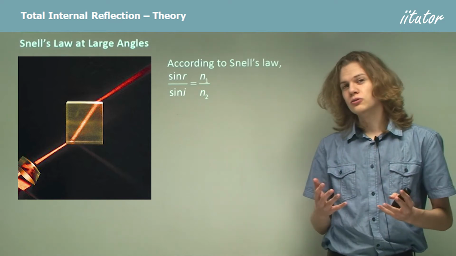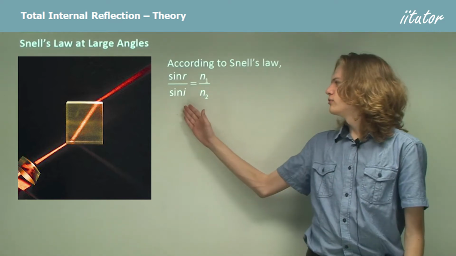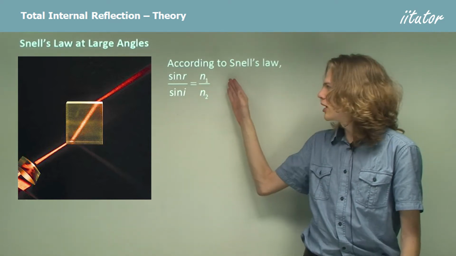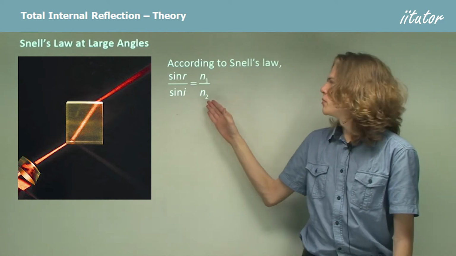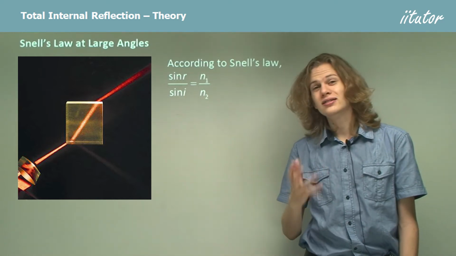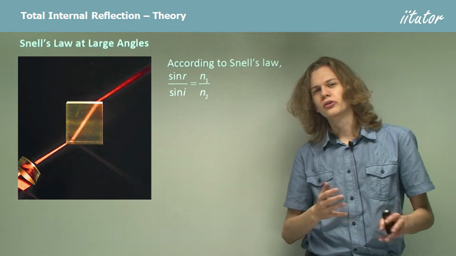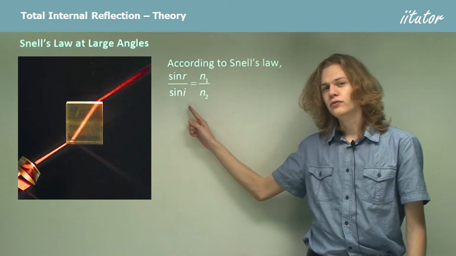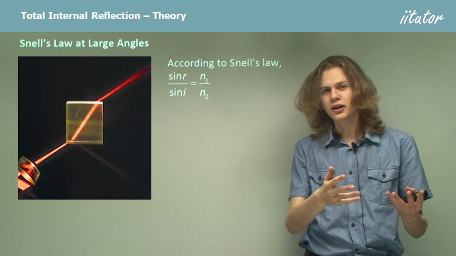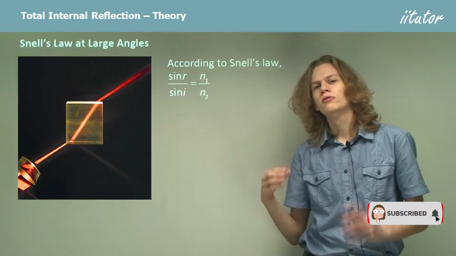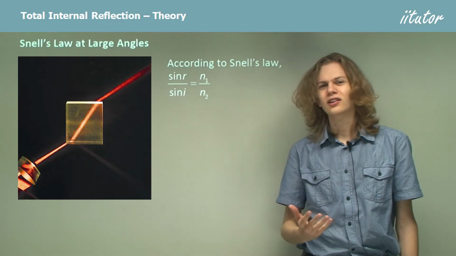Now, we know from Snell's law that sine r over sine i equals n1 over n2. Remember that n1 and n2 are the refractive indices of the two materials that we're using. i is the angle of incidence of the incoming light, and r is the angle of refraction. So that's the refracted light.